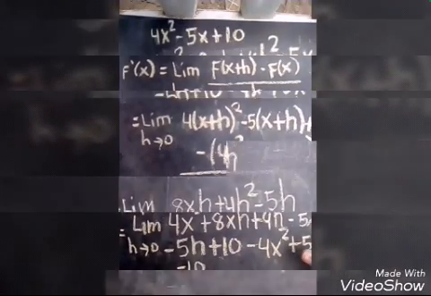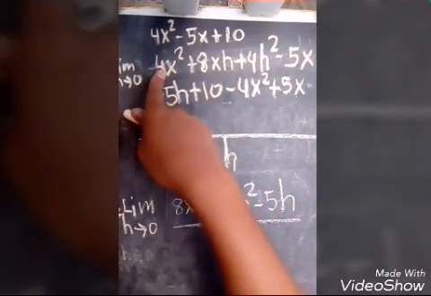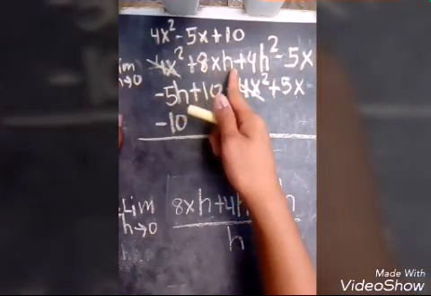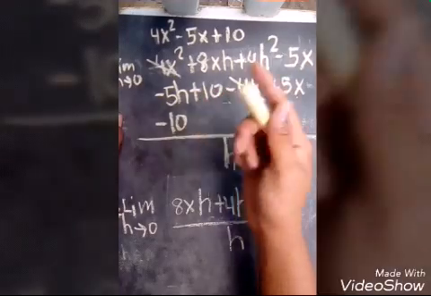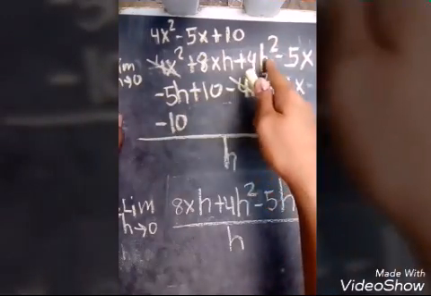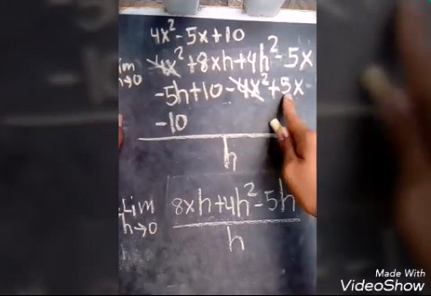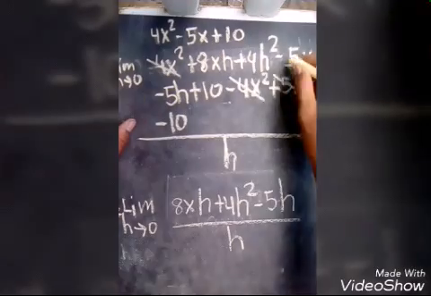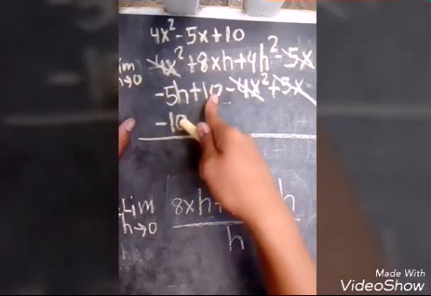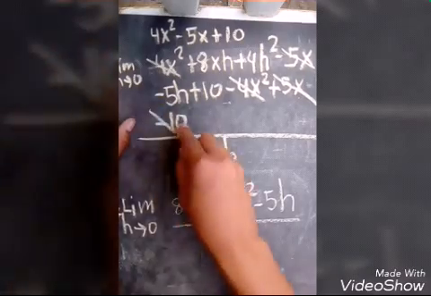So after all the methods earlier, we need to cancel the like terms. So 4x squared and negative 4x squared cancel out. 8xh doesn't have any same term, so we bring it forward. 4h squared, nothing. Negative 5x, it has the same term, positive 5x, so we cancel it. Negative 5h, none. Plus 10, it has the same term, so we cancel it out.